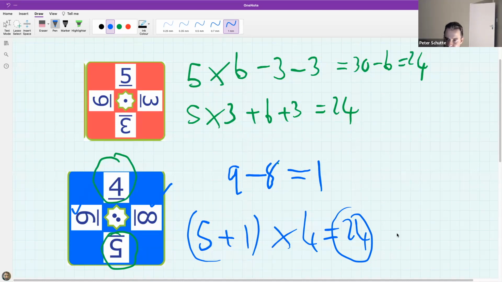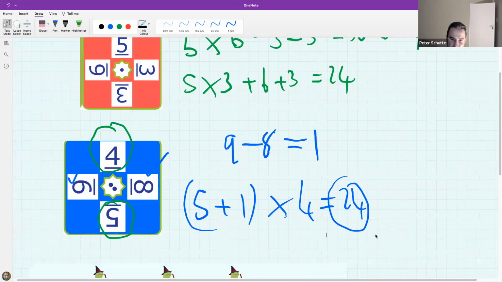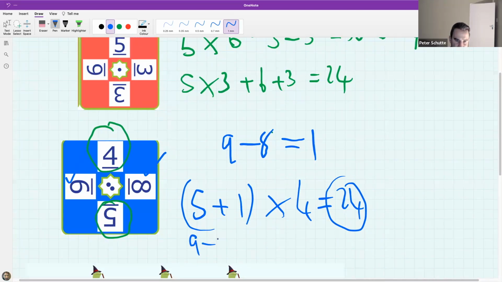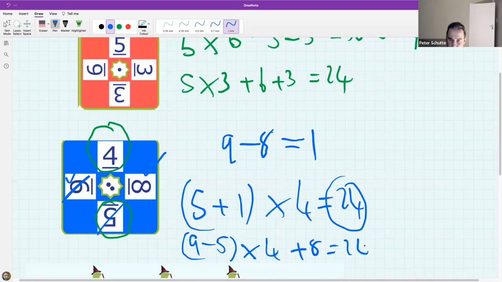So 9 minus 5 is 4. 4 times 4 is 16. Oh, that works. Yes. Okay. You could have also done 9 minus 5 is 4, and then gone times 4, which is 16, and then add 8, and you get 24. So that's another way of doing it.